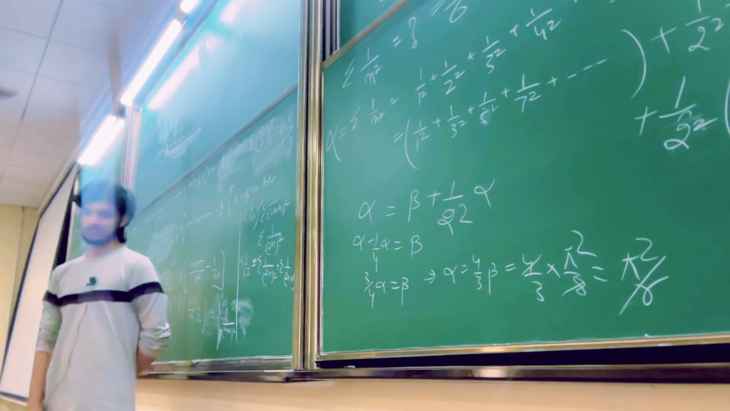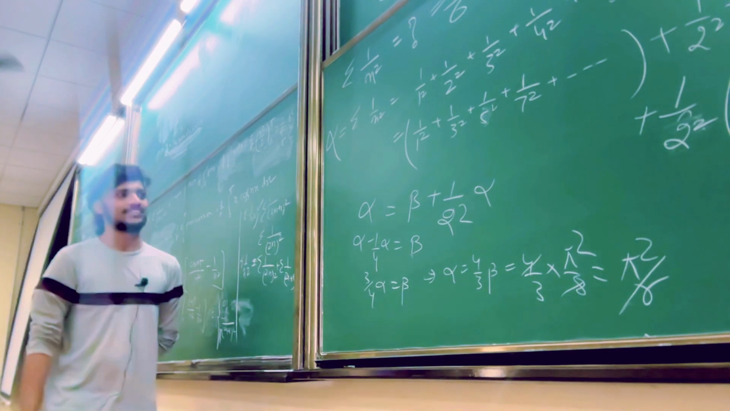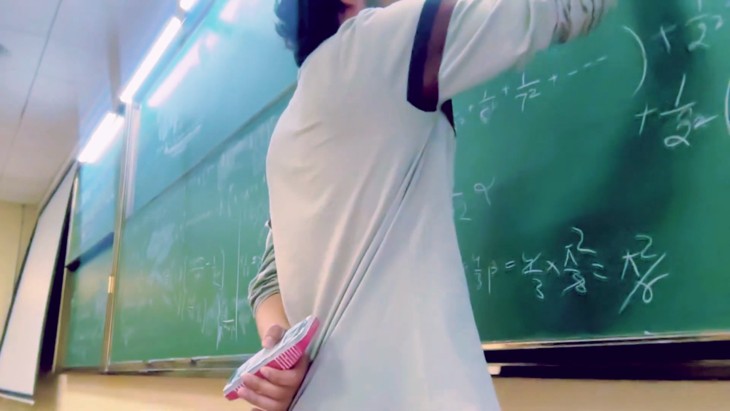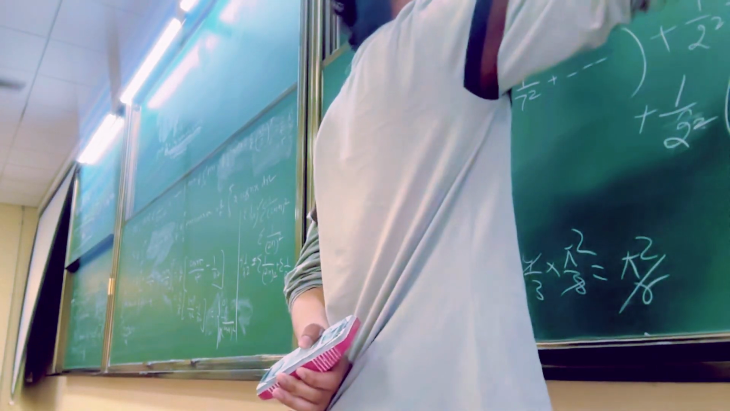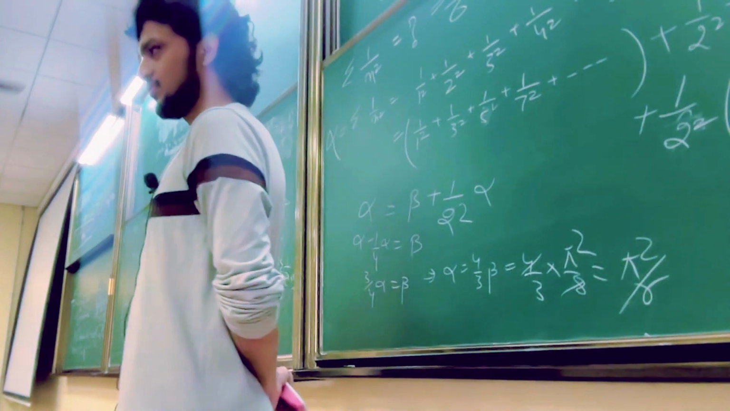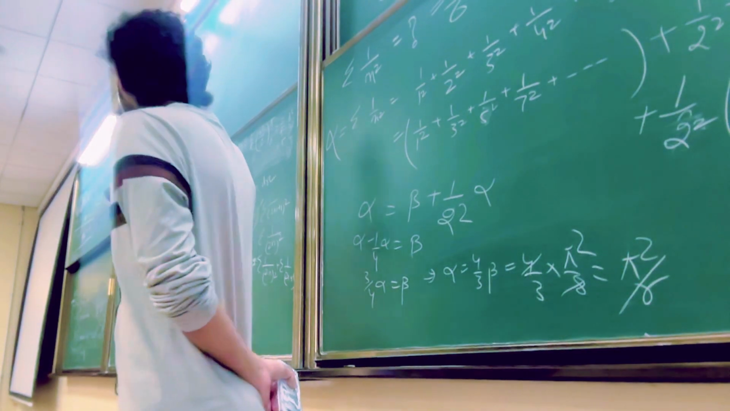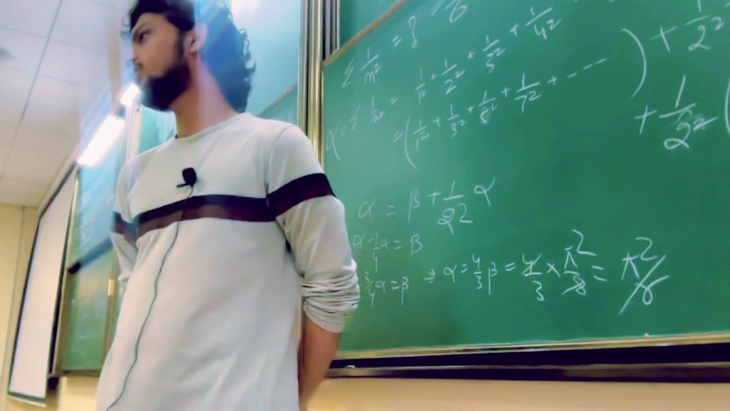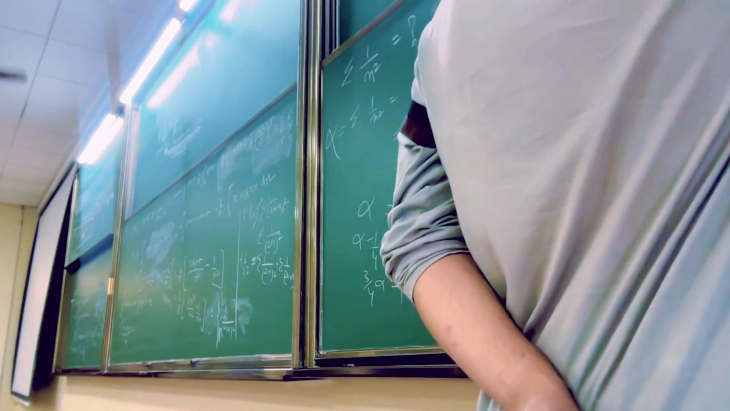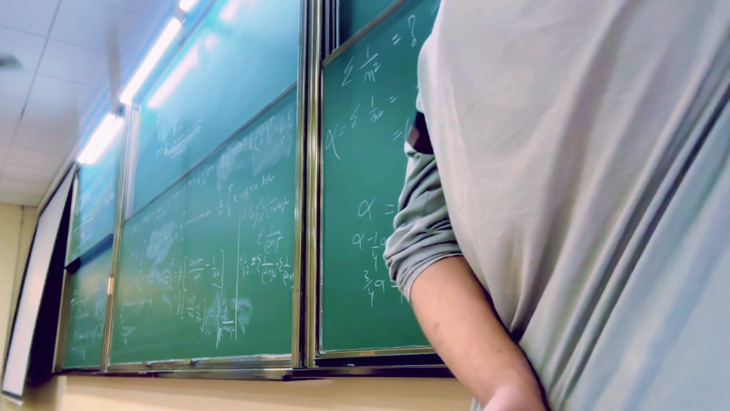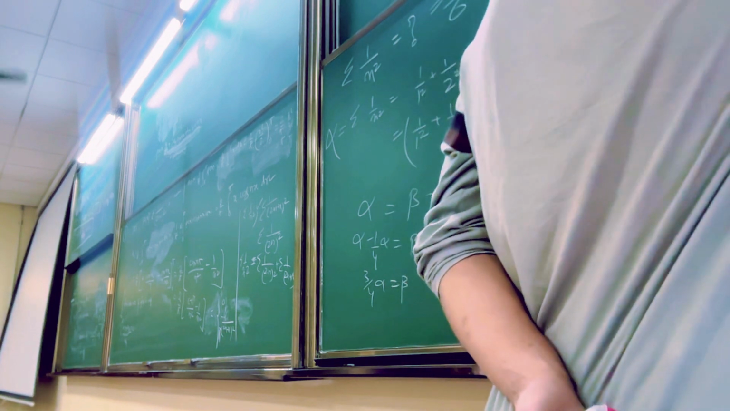Sum of odd and even is total. If I say 1 by 2n square is 1 by 4 times this square, is it not correct? This is also correct. No need to go there, go here. Or go here. So what you get is pi square by 24.